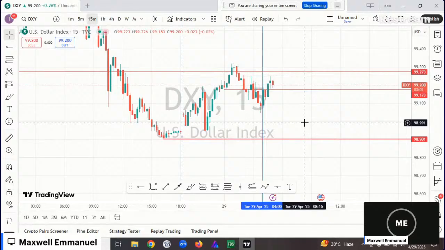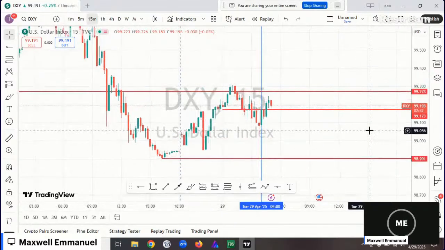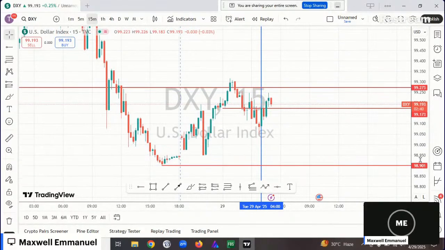So for today's market, my bias for dollar index is bearish. Technically, it is bearish. But like I said, we are expecting a major news by 3, and that could also change the direction of the market, right? But technically, DXY should be bearish today.